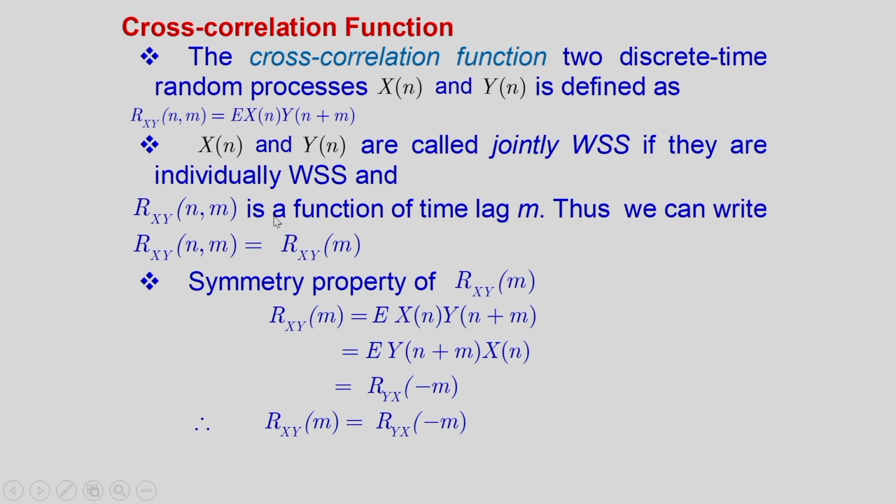Now, we know that the autocorrelation function is even symmetric. Similar to that, there is a symmetry property of R x y of m. R x y of m is equal to E of x n into y n plus m by definition. Now, because these are two real numbers, I will exchange the order: E of y n plus m into x n. In the definition of the cross correlation function, we take the difference of the second argument and the first argument. So, this will now be R y x of minus m. Therefore, R x y of m equals R y x of minus m. This is the symmetry property of the cross correlation function. So, if these signals are jointly WSS, then we can characterize them with the help of the autocorrelation function and the cross correlation function.